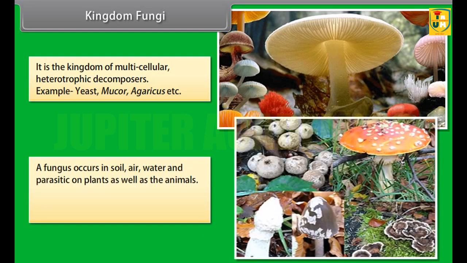Kingdom Fungi. It is the kingdom of multicellular heterotrophic decomposers. Example, yeast, Mucor, Agaricus, etc. A fungus occurs in soil, air, water, and is parasitic on plants as well as animals. They are non-chlorophyllous organisms. Their body consists of hyphae.